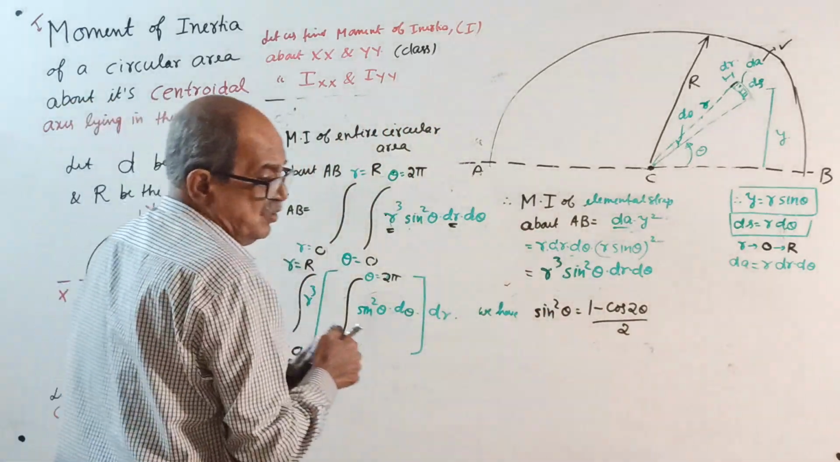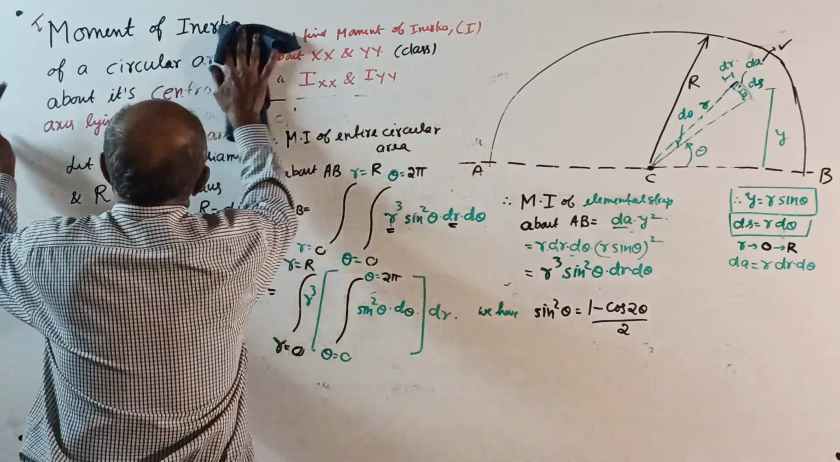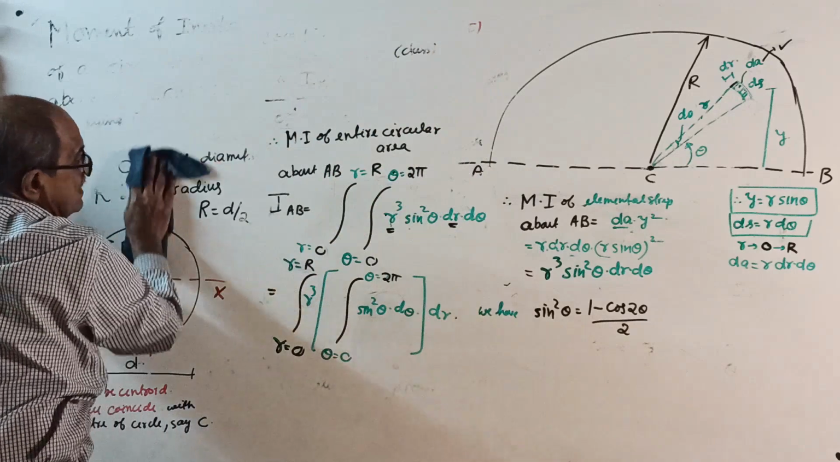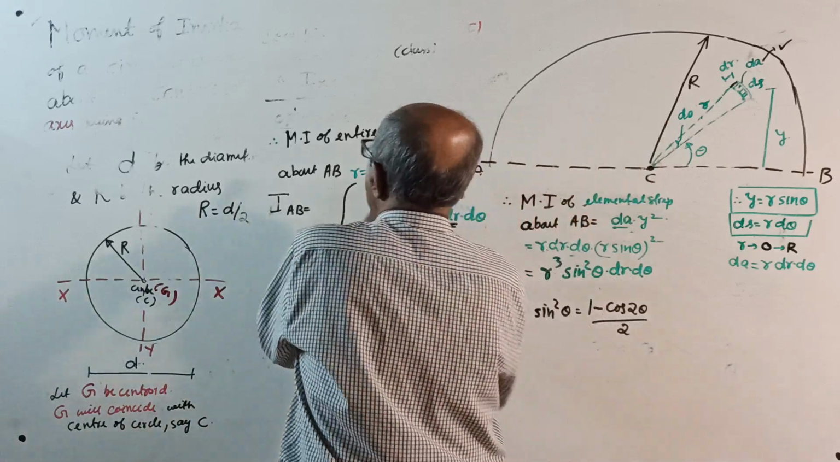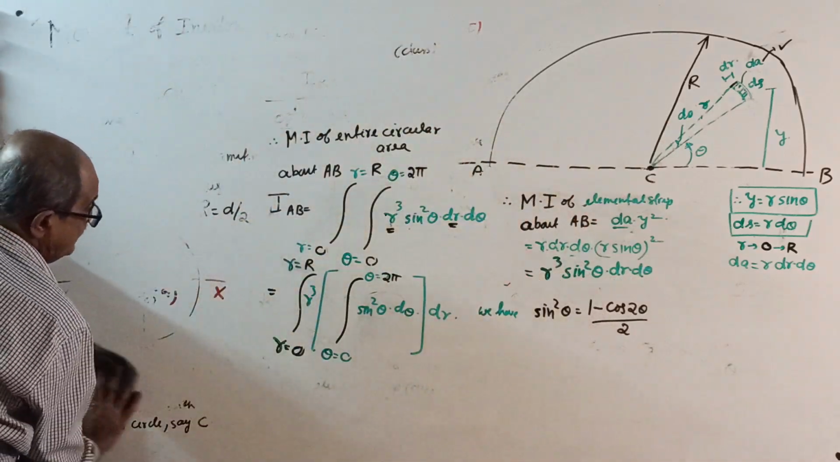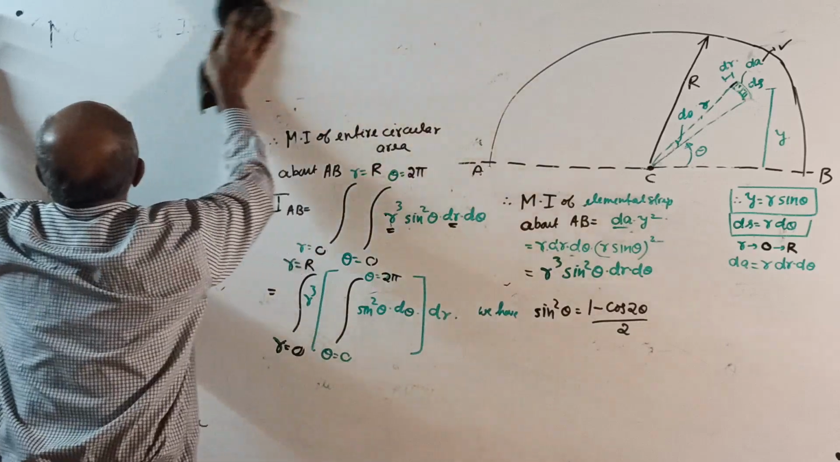Therefore, I will remove this one now. Sin squared theta is (1 minus cos 2 theta) by 2. That is the mathematics. This I can't explain in the class here. The mathematical equation of trigonometry, you should know it. That cannot be explained in the class here. Okay, this full I will remove. Some space is there here. I will complete now.